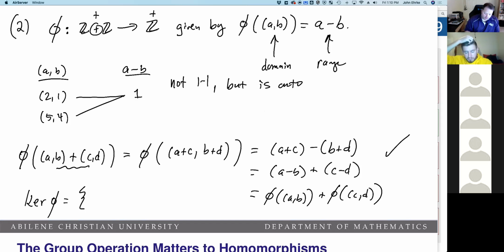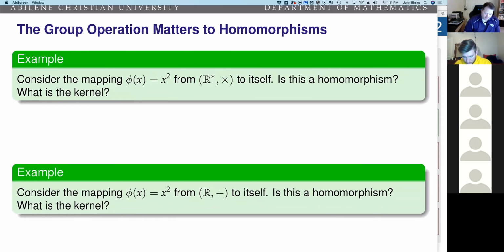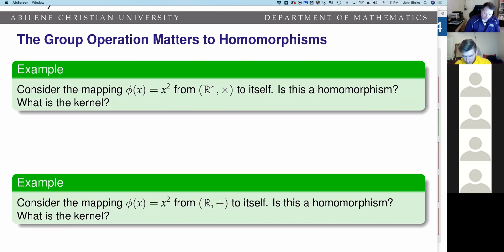The set of all coordinates A, B such that A is equal to B. So it's everything that lies on the line y equals x, but only on integer values. All right, I think we're getting the hang of this. Let's do this example together, and then I'll give you another one to think about yourself.